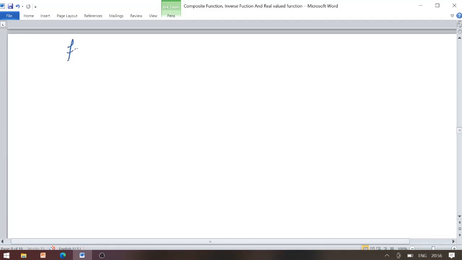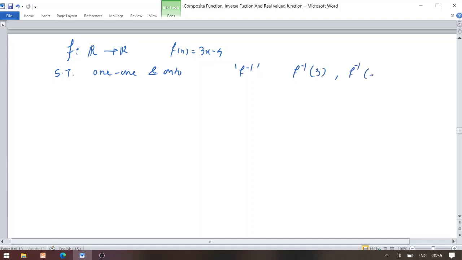Once it exists, find the inverse of the given function. Suppose we have the function from R to R, given by f of x equals 3x minus 4. We have to show firstly that the given function is one-one and onto, and hence find f inverse of 3 and f inverse of minus 2. So what shall we have to do?